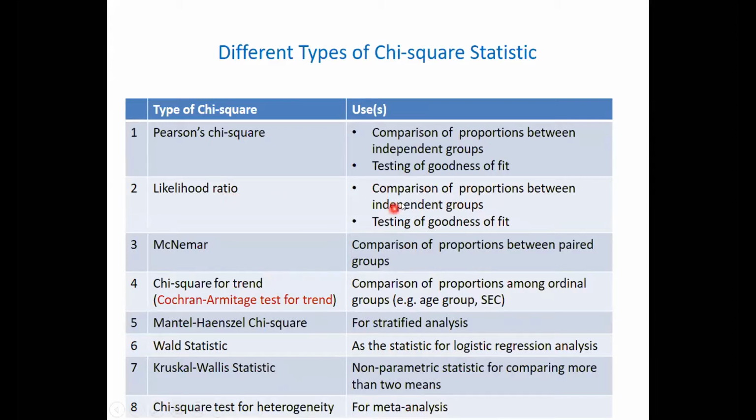The likelihood ratio chi-square is doing the same thing. Both of them compare the proportion between independent groups, or we say they are looking at association between categorical variables. If you look at the example we gave now, the employment status is a categorical variable. The group, male, female, is a categorical variable also. Any group is categorical. That is why chi-square is about association between two categorical variables. You also test for goodness of fit. I will explain that one later.